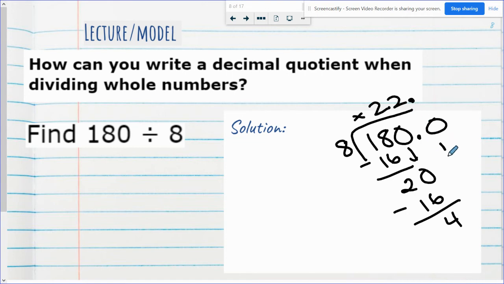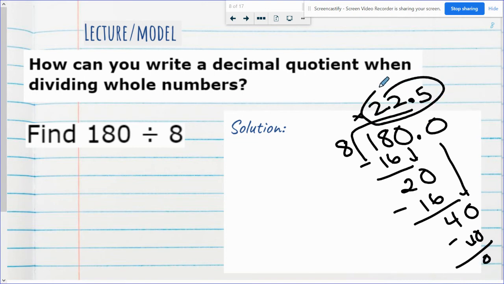And by doing this, I can now bring down that 0. 8 fits into 40 5 times exactly. So 40 minus 40 is 0. So my final quotient here would be 22.5. Again, we are not using remainder 4 anymore. We're going to be adding in that extra decimal and a 0 to bring down and continue the problem. And then remember, this decimal goes straight up into the quotient. All right, let's keep going.